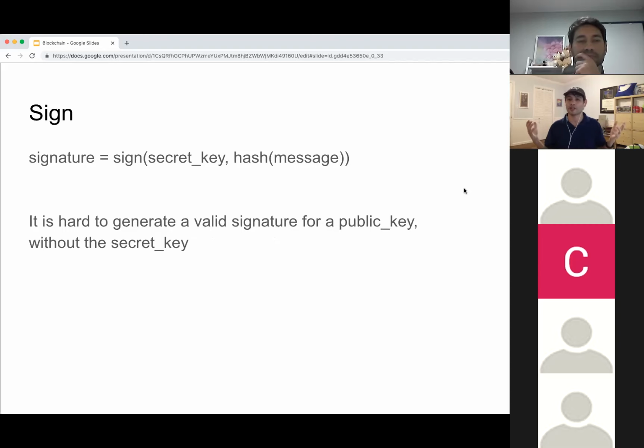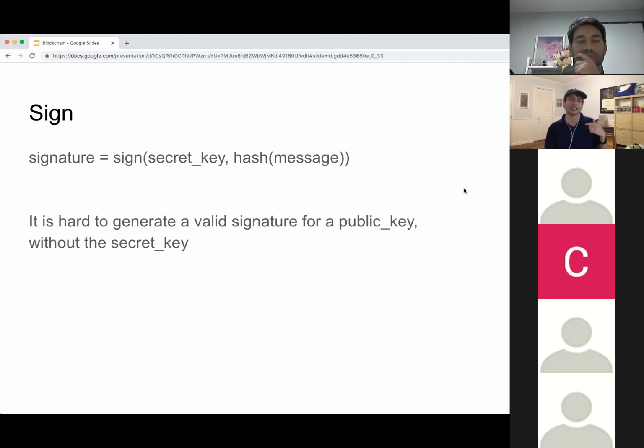All right, the third function, sign. So I have this public key and I have this secret key. What is this actually good for? The thing that we use the signatures for is to sign particular messages.